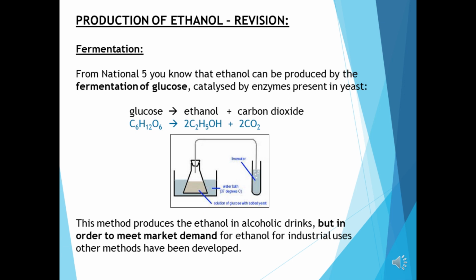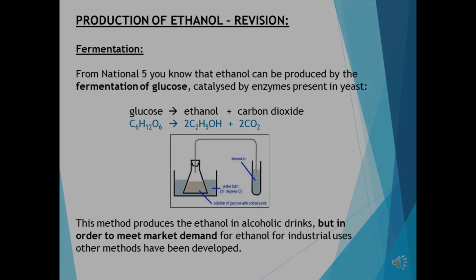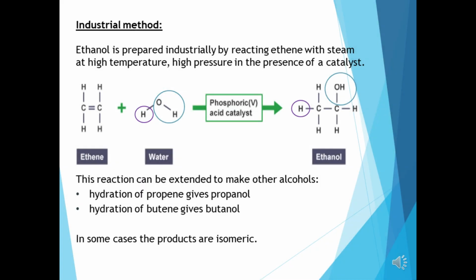For all other alcohols, we make them by a different method, which is catalytic hydration. Catalytic hydration involves taking an alkene, reacting it with water to produce the sister alcohol. So for instance, as the mechanism shows, if we take ethene, we add water by breaking the double bond to produce ethanol. If you want to make butanol, you take butene and hydrate it, and so on and so on.